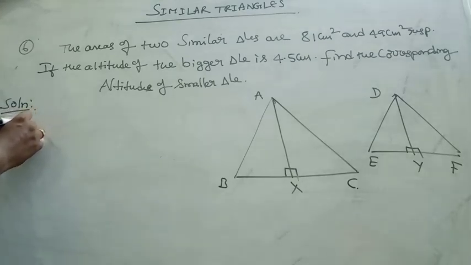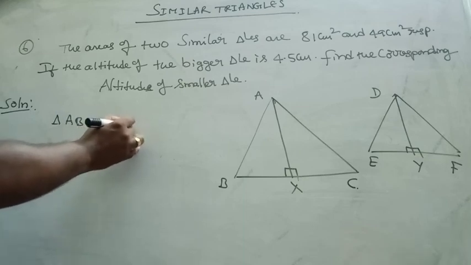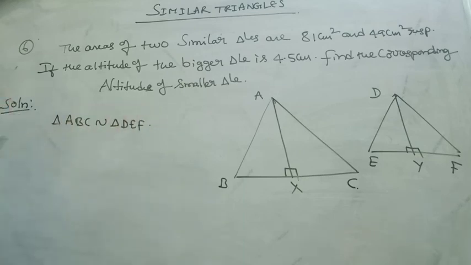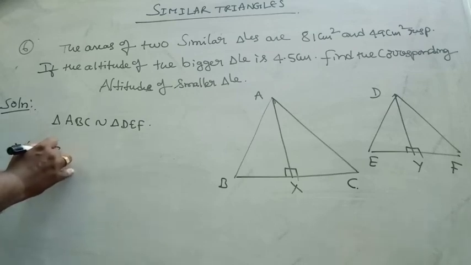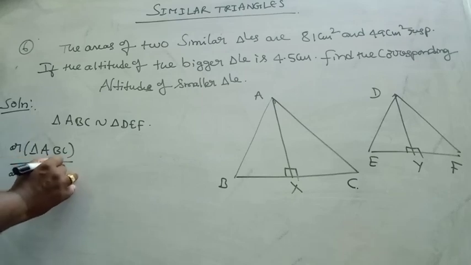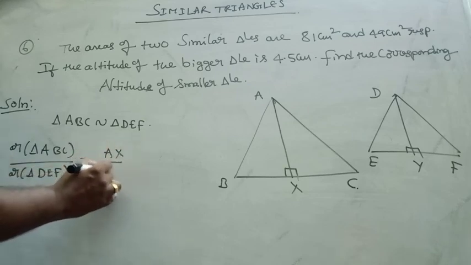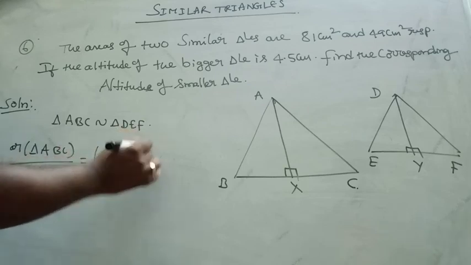Here they given the triangle ABC similar to triangle DEF. If two triangles are similar, ratio of their areas is equal to squares of their corresponding sides, squares of their corresponding medians, squares of their corresponding altitudes, squares of their corresponding angle bisectors also. Therefore, area of triangle ABC divided by area of triangle DEF is equal to squares of their corresponding altitudes, AX by DY whole square. We will be getting it like this.